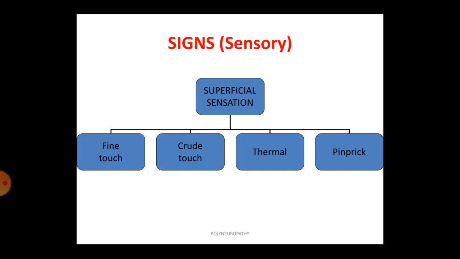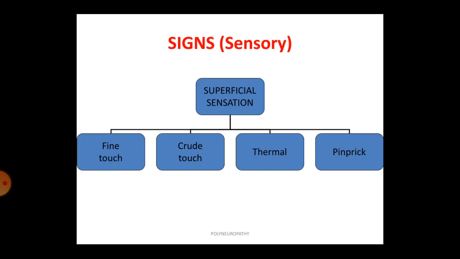Fine touch you can check with a wisp of cotton, or simply with your finger also. Crude touch you need to check with a hair aesthesiometer or with gentle pressure with your finger. Then thermal sensation we need to check. That is to be checked with two test tubes. One test tube will be filled with cold water having a temperature of 5 to 10 degrees Celsius, and one test tube will be filled with hot water. The temperature for hot water ranges from 40 degrees Celsius to 45 degrees Celsius.